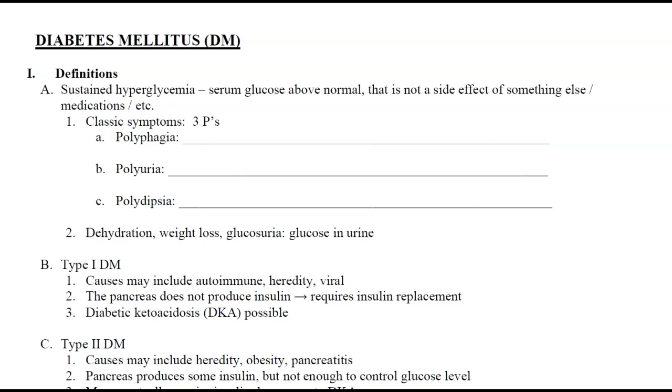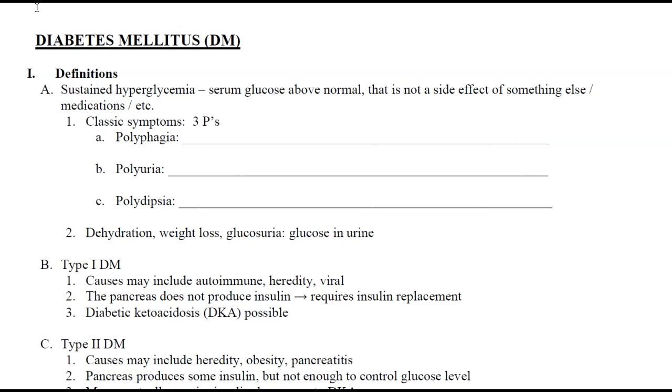Diabetes mellitus, or DM. Diabetes mellitus is when a patient has sustained hyperglycemia or high sugar levels, so serum glucose above the normal, that is not a side effect of something else or a medication.